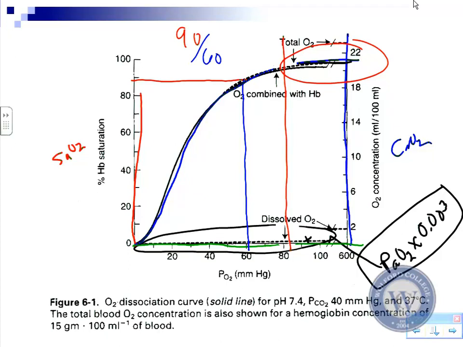Okay? There's also a value called the P50. Okay? P50 for most individual adults is at 27. Okay? So P50 is a 50% mark. Okay? So you're at 27. So that's the P50.